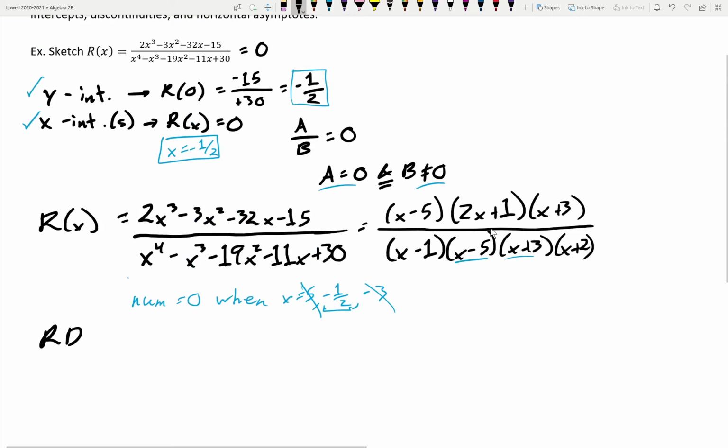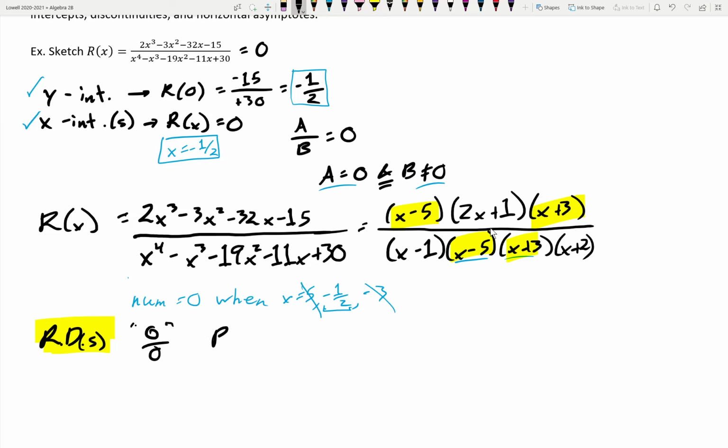Alrighty, moving right along, I'm going to back out a little bit. We're looking for our removable discontinuities, if, again, there are any. Remember, we're looking for when we get 0 over 0. We can see this when we have factors that are in the numerator and denominator. The only factors that get repeated are these two. When I plug in x equals positive 5, I'll get 0 over 0, and when I plug in x equals negative 3, I'll also get 0 over 0.